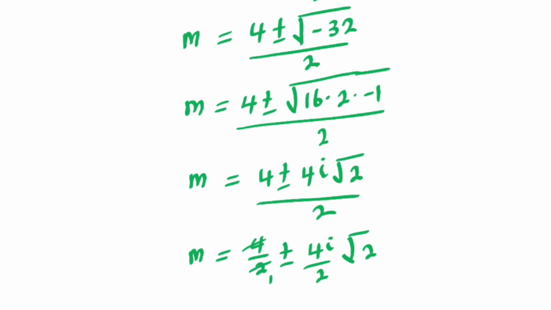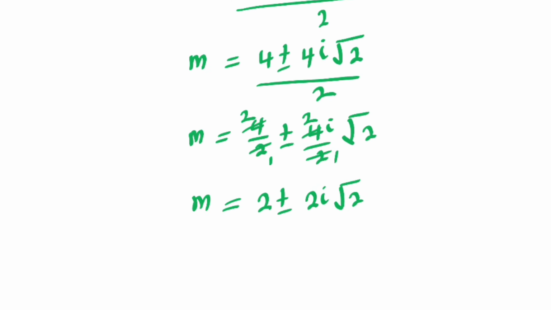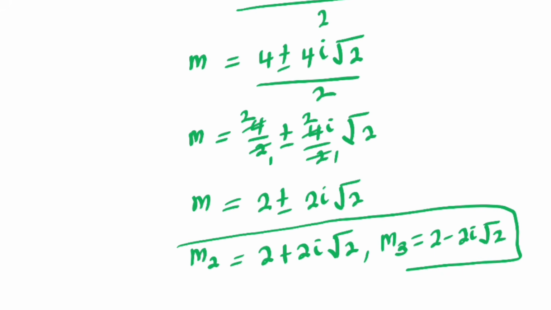2 here 1, 2 here 2. m is equal to 2 plus or minus 2i root 2. Therefore, m2 is equal to 2 plus 2i root 2, and m3 is equal to 2 minus 2i root 2. These are other values of m.